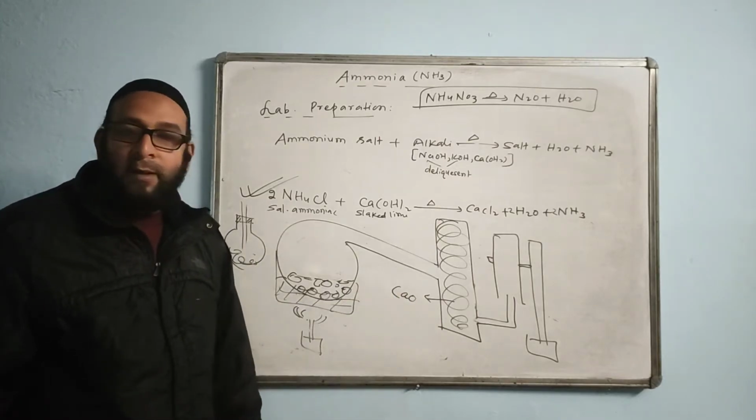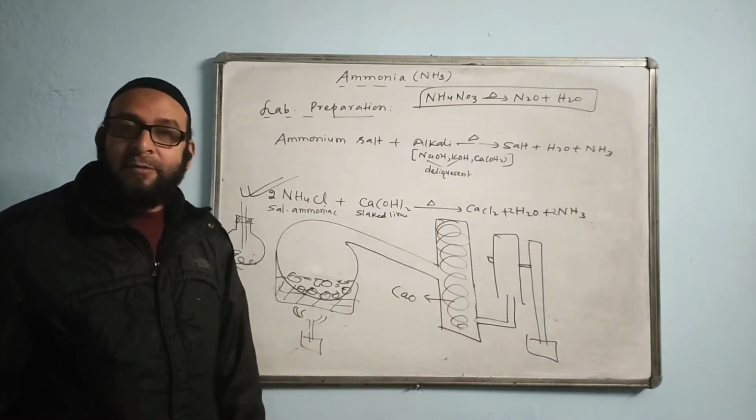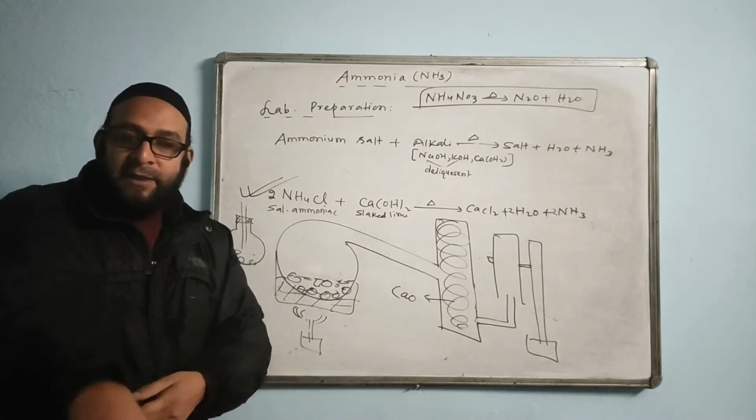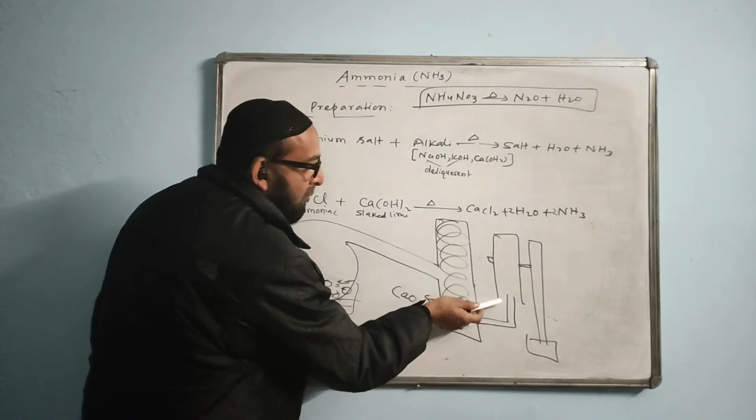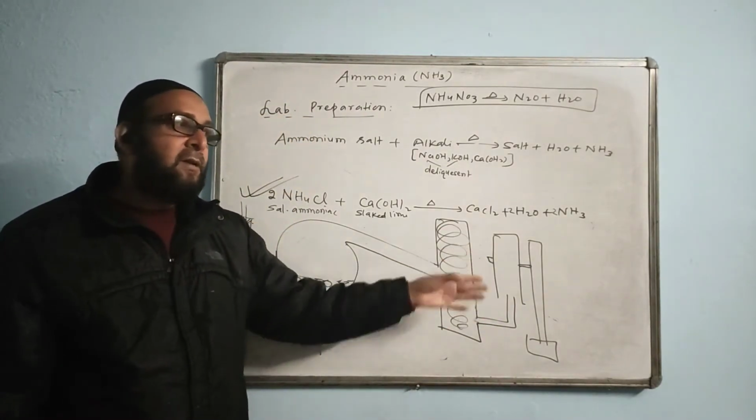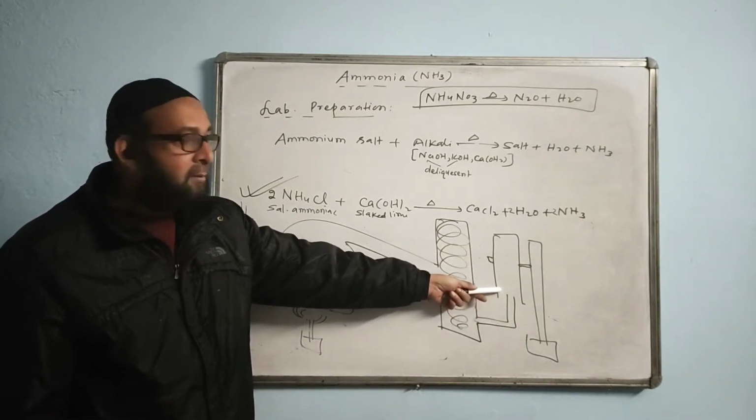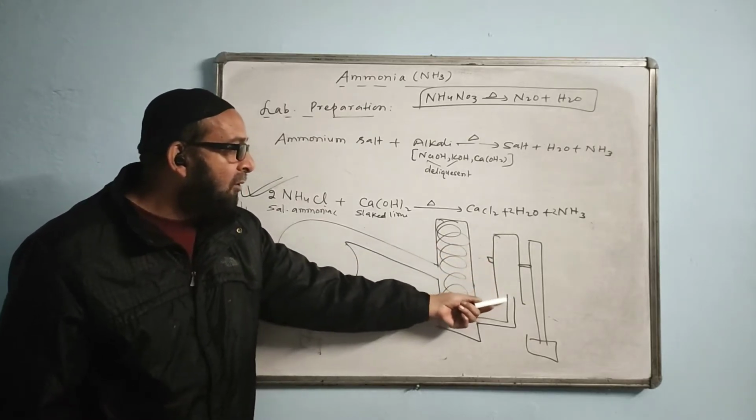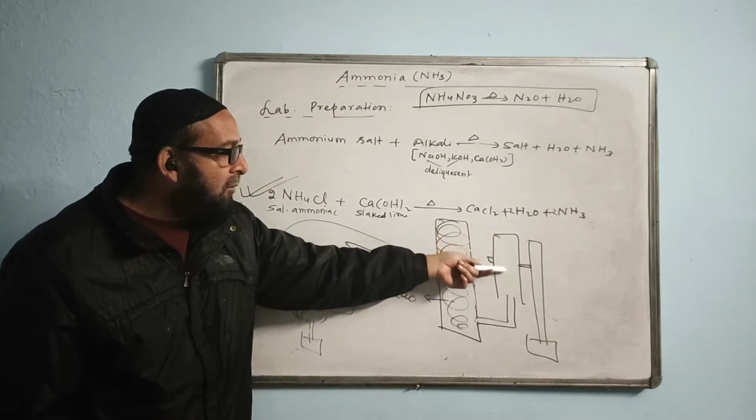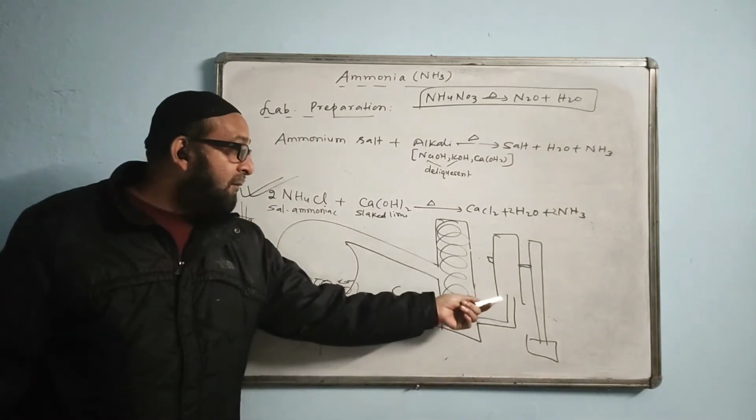I hope you understood. Now how to check whether the jar is full of ammonia? You can take a glass rod, dip it in concentrated HCl and bring it near the mouth of the jar. If you see dense white fumes, that means the jar is full. If no fume is formed, the jar is not full of ammonia. The ammonia will start collecting from the top and come down, and when the jar is full, the ammonia will be seen even over here.